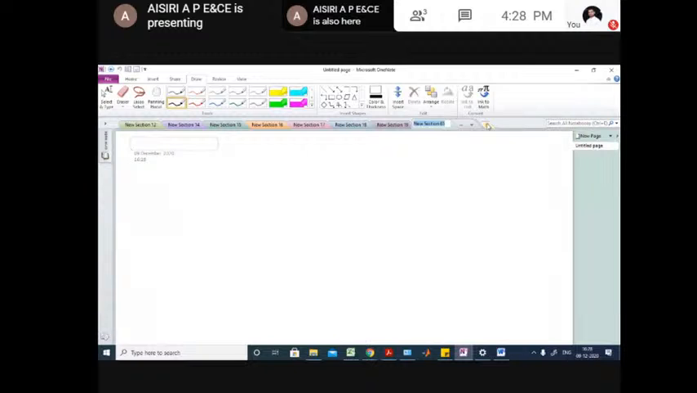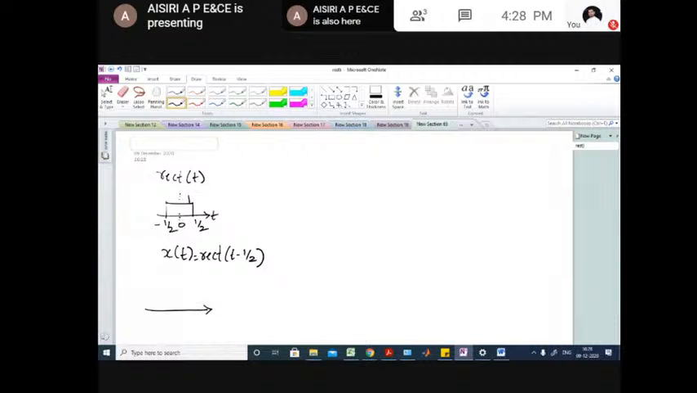Let's write what they've given first. First we should know the rect function. What is rect of t? It is a function which stays from minus half to plus half, symmetric with respect to 0, with amplitude 1. What they've given is x of t equal to rect of t minus half, so the function is shifted right by half a time unit. Shifted by half, it starts from 0 and goes up to 1. So this is x of t, which is nothing but rect of t minus half.